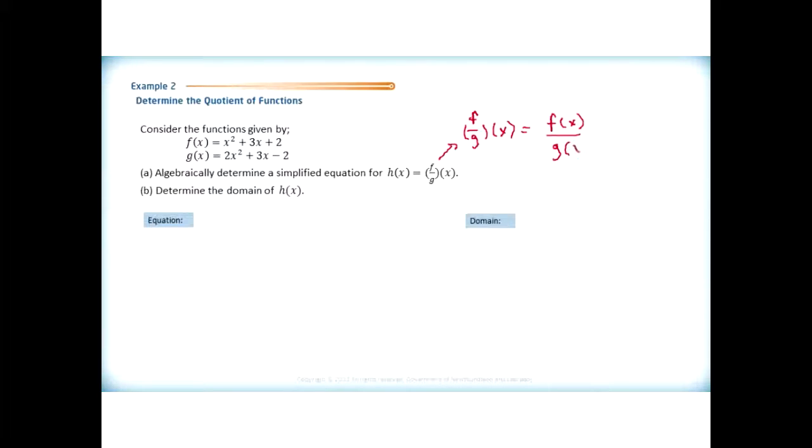It's just a mathematician's shorthand. Instead of writing the whole thing out like that, really all it saves is maybe a couple of brackets, but we have two notations for it anyway. So first of all, it says not just to determine an equation, but a simplified equation.